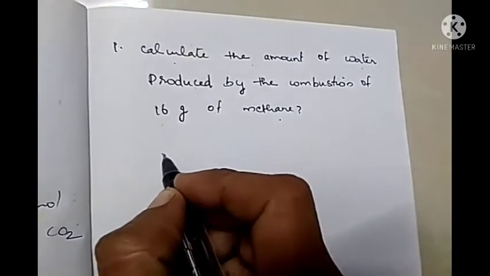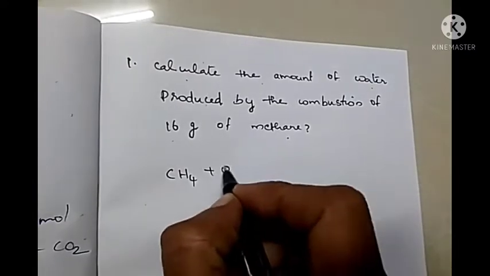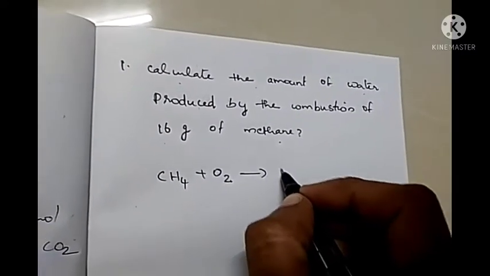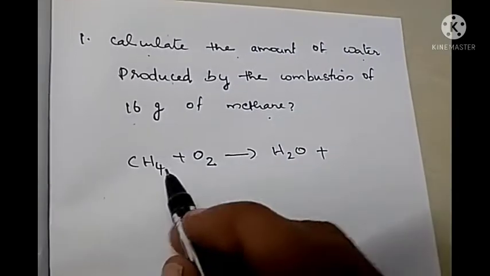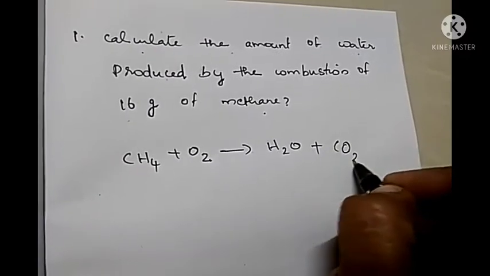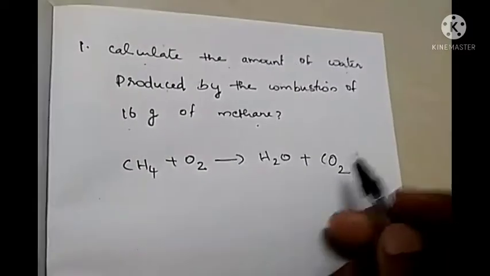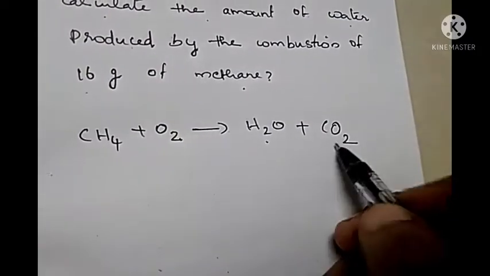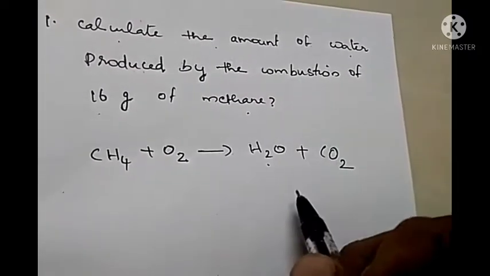And what is the formula of methane? CH4. So methane undergoing combustion means it is reacting with oxygen, and one of the products is water. Then what will be the other product? The other product will be carbon dioxide, because any hydrocarbon, when it is burnt, will produce carbon dioxide, isn't it? So one product is water and the second product is carbon dioxide. So this is the equation for the given chemical reaction.